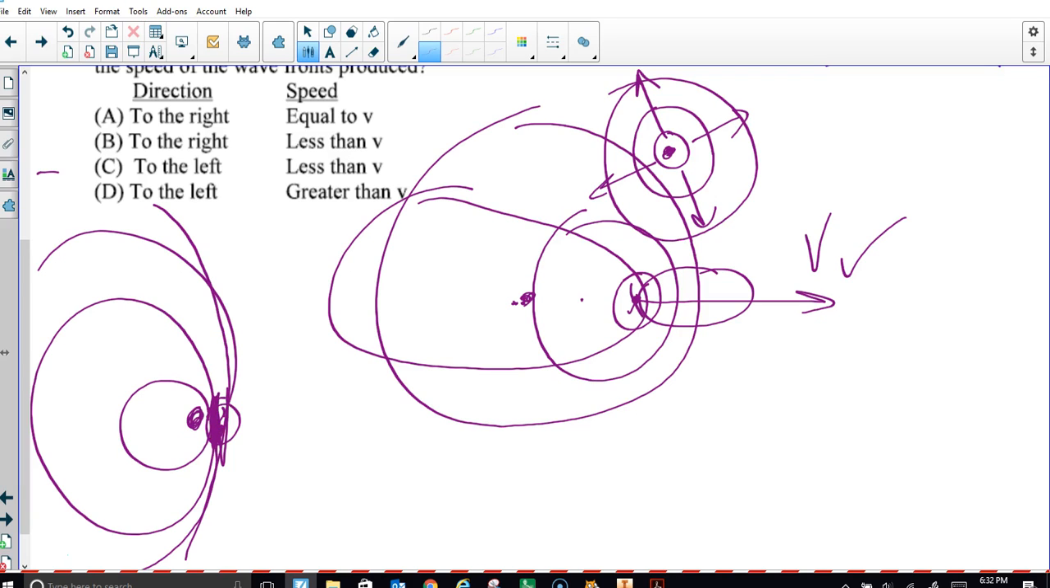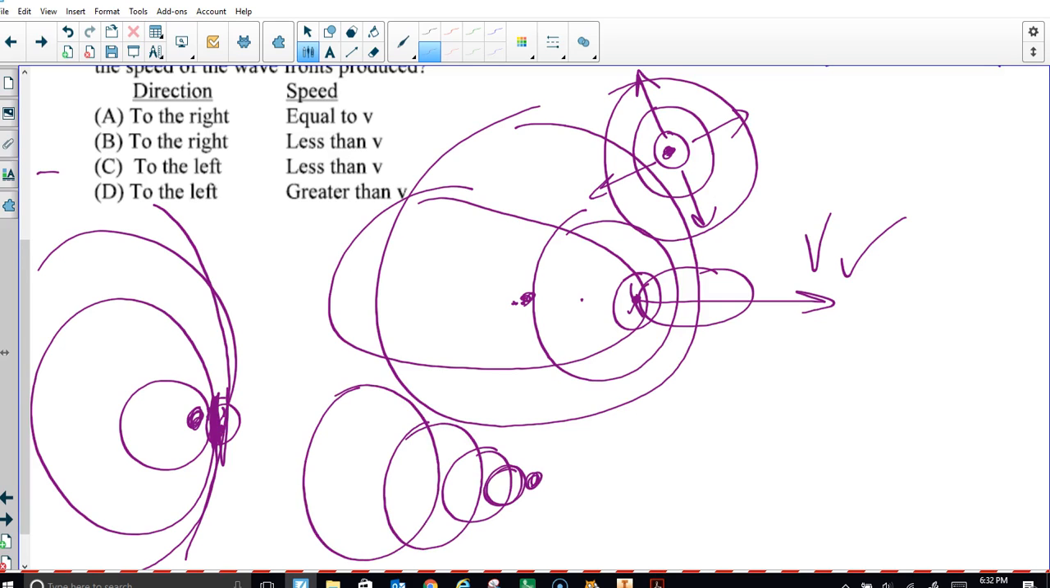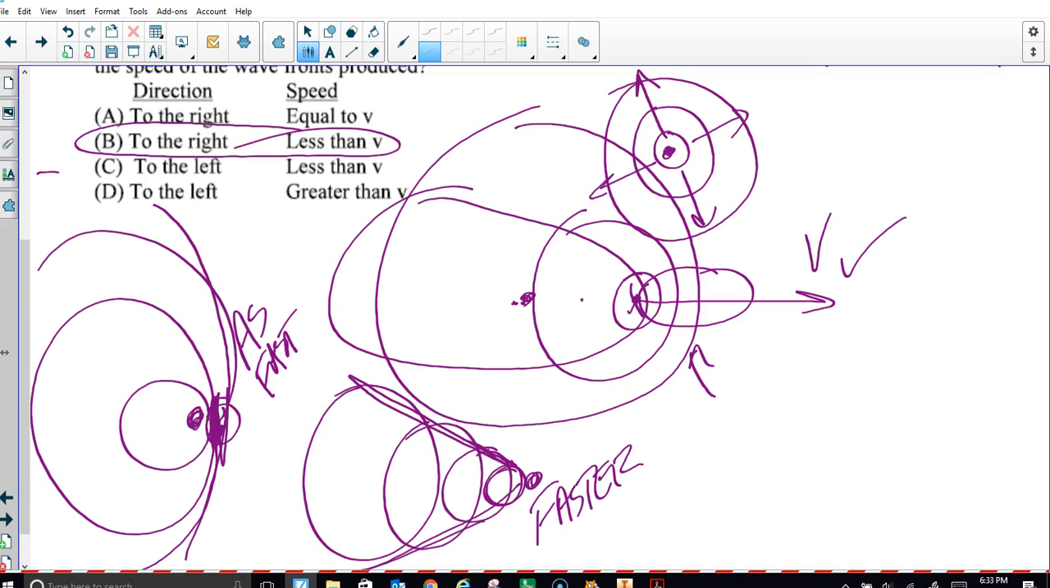If an object's moving faster than the speed of the waves, then the object might be here, and the wave it produced a second ago is going to be back here. It's going to be past it. And the one it produced before that is like here. And the one before that is here. And it will look like this. And you actually get a high pressure cone called a shock wave. So when something's going faster than the speed of sound, you hear a sonic boom. That's the shock wave from that. So this is faster than the waves. This is as fast. This is moving, but not as fast. So we're going to say it's going to the right, but less than v.